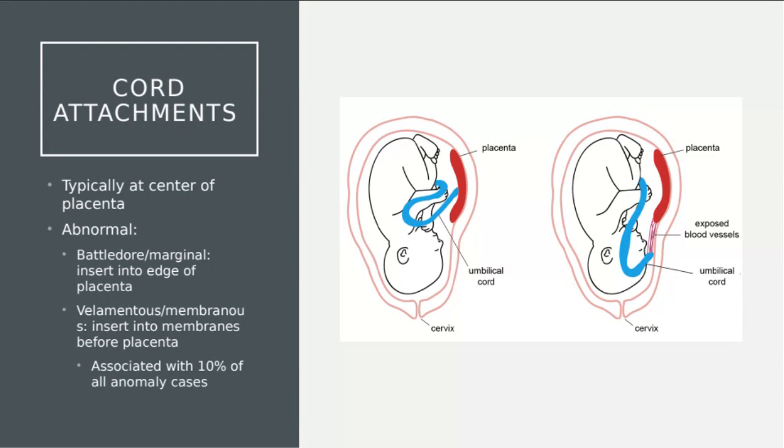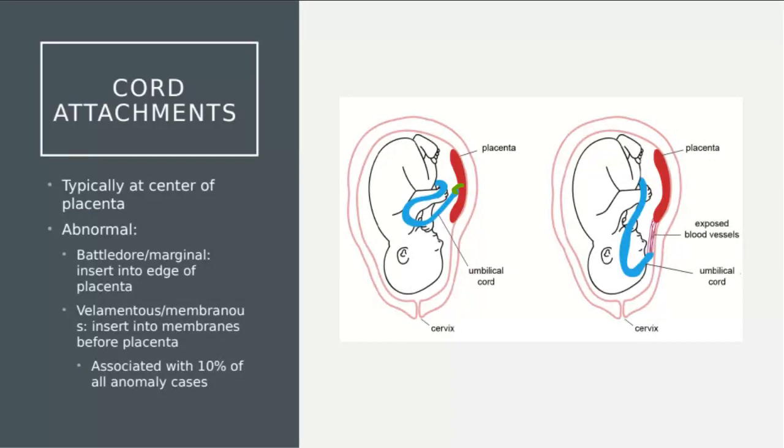So it's typically going to insert into the center of the placenta, just like that first picture there, right here. We can see it's going right into the middle, but we can also have abnormal attachments where that placenta does not attach right into the middle. That's going to be our battledore or marginal, and then our velamentous or membranous. So we use the terms battledore and velamentous. We don't really use marginal or membranous.